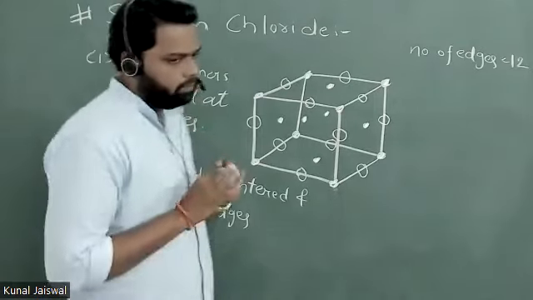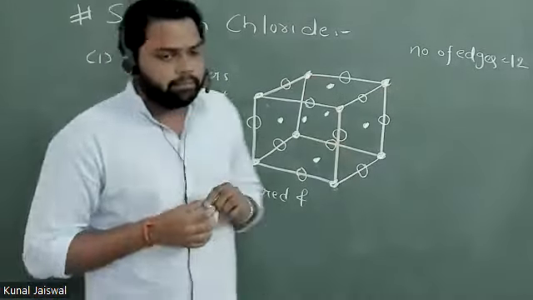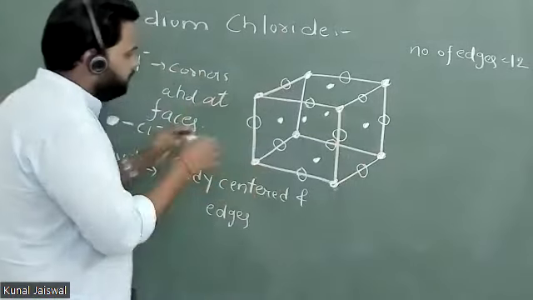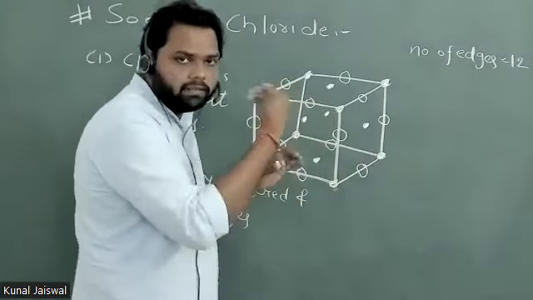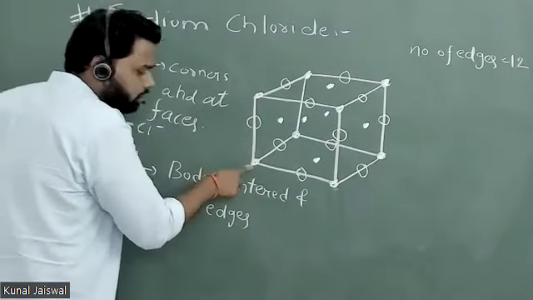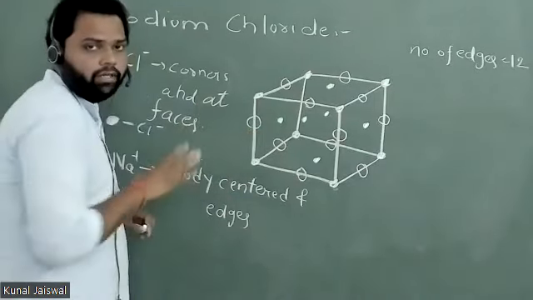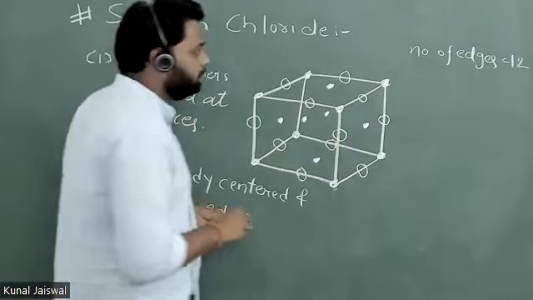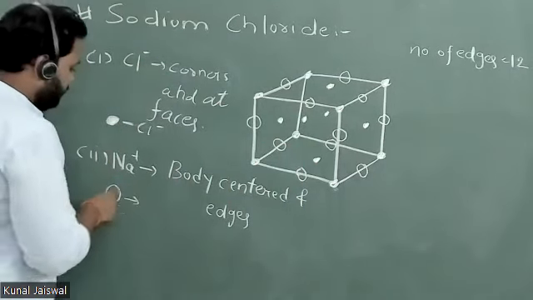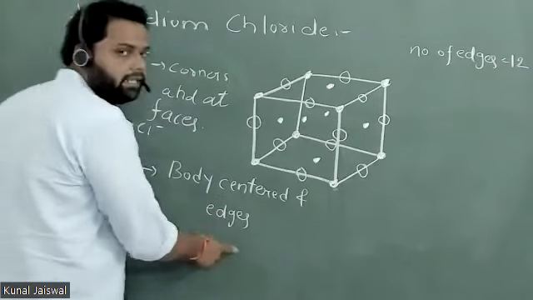Yes, sir. Okay. Now, I'm telling you where students feel confusion. If you are following more than two or three books, in different books, the diagram will be made in some other manner. In some books, chlorine will be present at the corner and at the faces, and sodium will be present at the body center and edges, just as we draw here. But in some other text, the positions are just inverted, interchanged. That means sodium will be present at the corner and at the faces, and the chlorine will be present at the body center and edges.